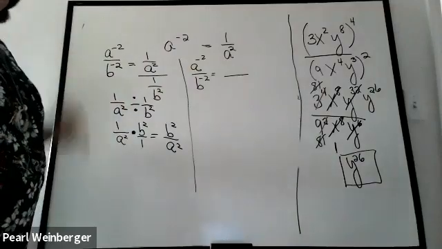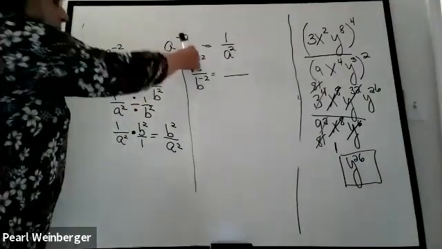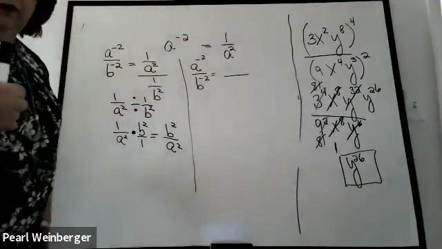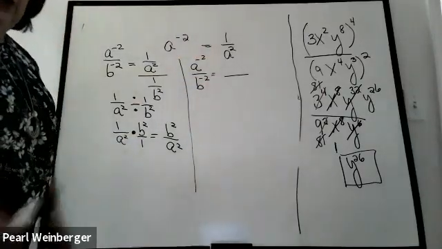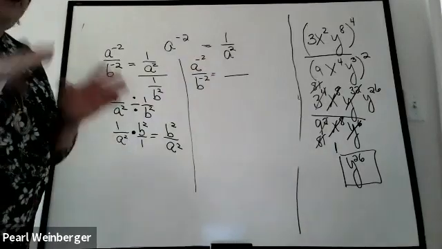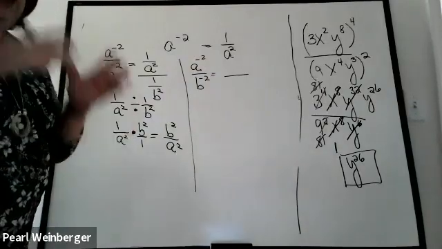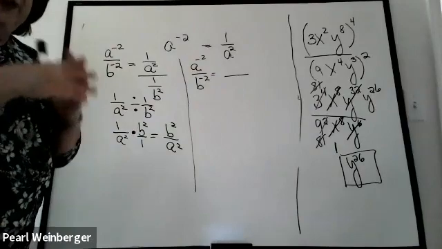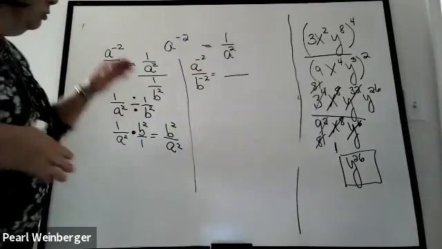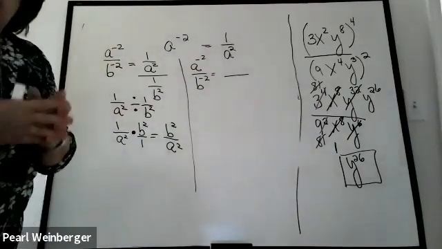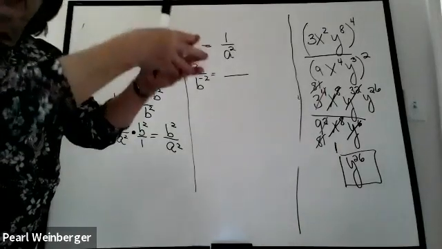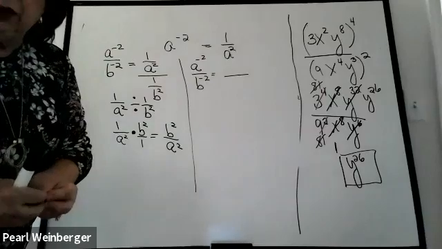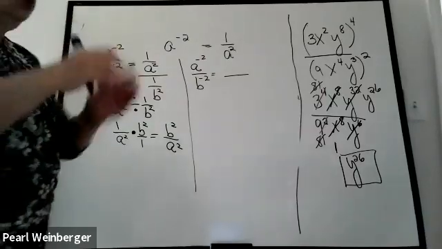What does that mean? I move it. If it's in the numerator, I move it to the denominator. If it's in the denominator, I move it to the numerator. If the exponent is positive, I just leave it where it is. But if the exponent is negative, it means you want to take its reciprocal. You want to put 1 over it. That means take its reciprocal. And you do it by moving it from where it is, the numerator to denominator or denominator to numerator.